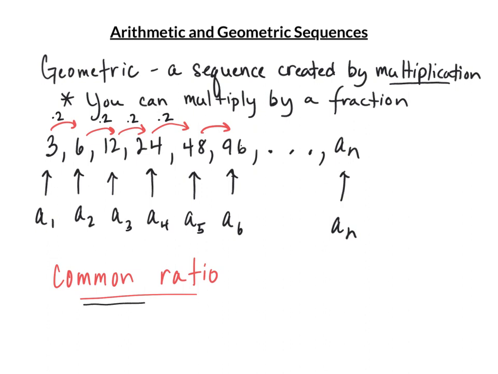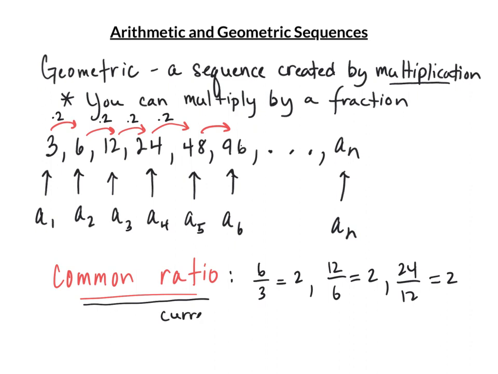That 2 is called the common ratio. Notice that 6 divided by 3 is 2. That 12 divided by 6 is 2. 24 divided by 12 is 2. When I take the current term and divide it by the previous term, I get that common ratio.